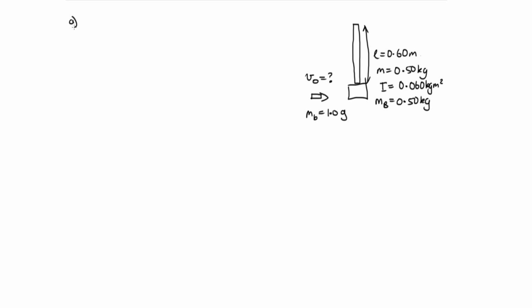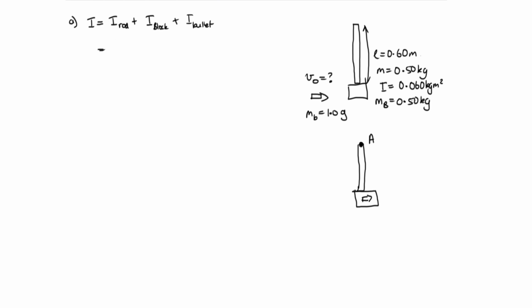Now, in the first part of the question, we're asked to calculate the moment of inertia of the system once the bullet has embedded in the block. So let's draw a little diagram down here. We've got our block here with our bullet embedded in it, and we're finding the moment of inertia about this point. Now, the nice thing about moments of inertia is that they just add together. So the moment of inertia of the system is going to be equal to the moment of inertia of the rod, which we're told, the moment of inertia of the block, plus the moment of inertia of the bullet.